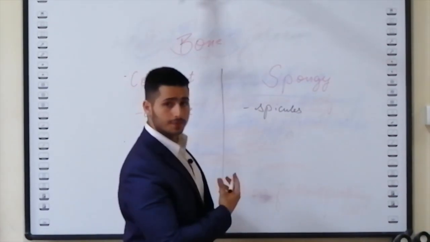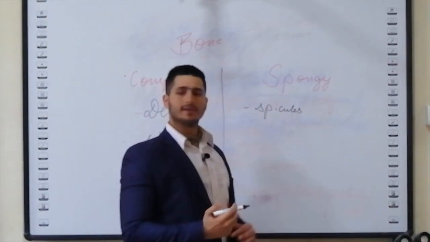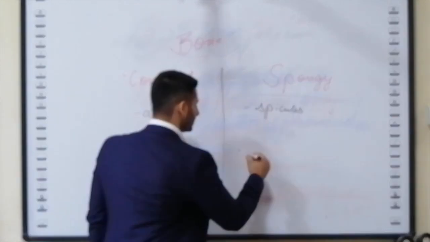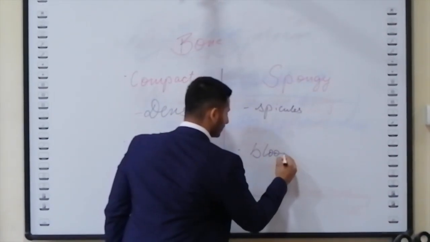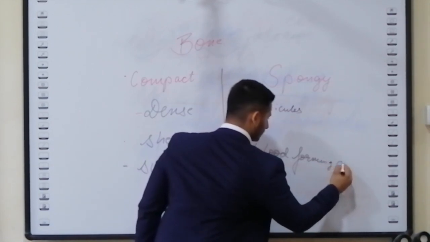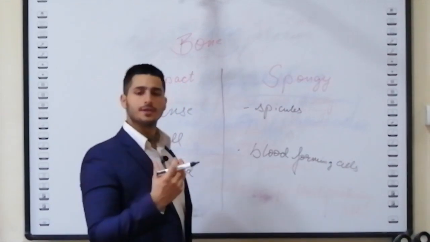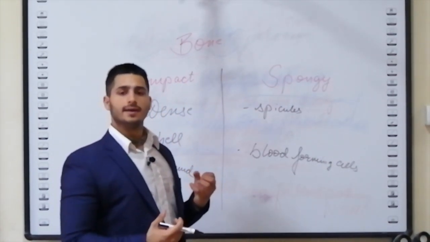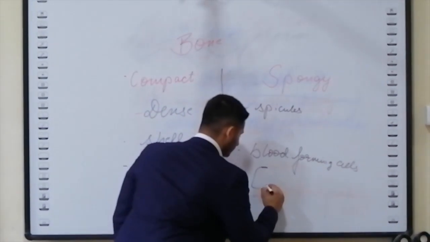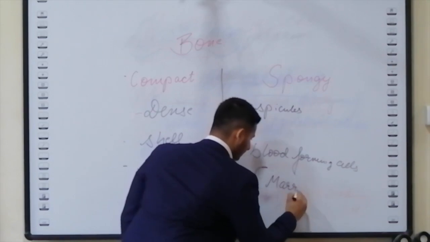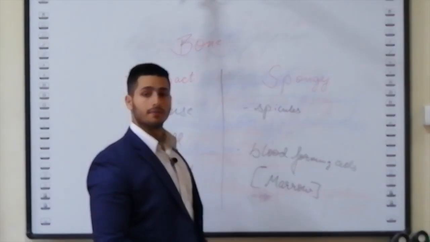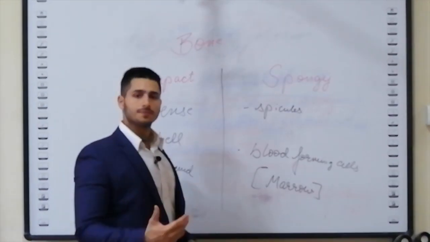We move on to spongy bones. Spongy bones have spicules of bone enclosing cavities. Now these cavities have blood forming cells. Spongy bones have spicules of bone enclosing cavities, and they have blood producing cells in them, which we also know as marrow. So the bone marrow is a part of the spongy bone.